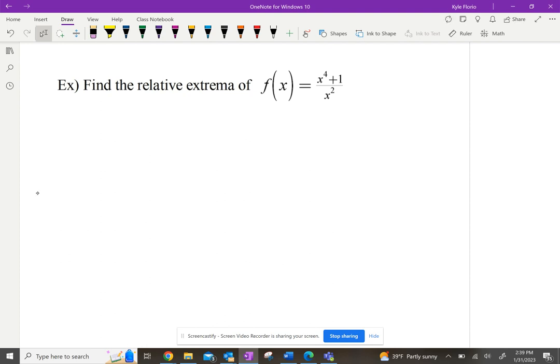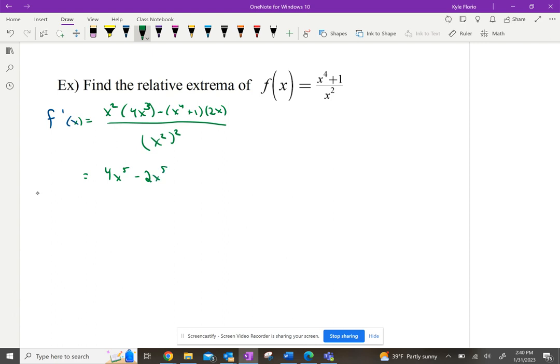Find the relative extrema of f of x. So let's see here. We need to find the derivative, so we can find the critical points to define our intervals. So the derivative here is going to be low d high minus high d low over low squared. So it's going to be 4x to the 5th. Distribute the 2x in, it's going to be a negative 2x to the 5th minus 2x all over x to the 4th. 4x to the fifth minus 2x to the fifth is just 2x to the fifth minus 2x over x to the fourth. Okay.